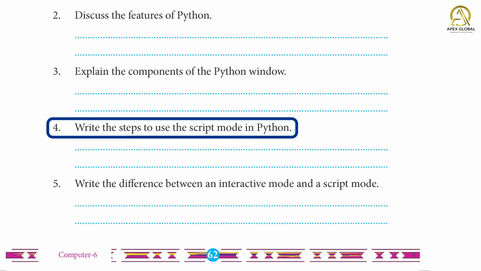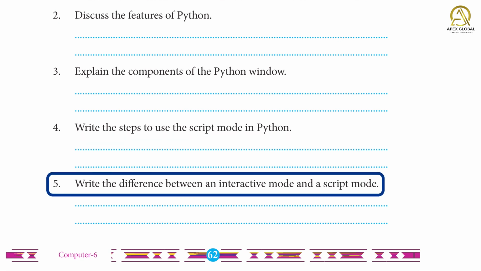4. Write the steps to use script mode in Python. Answer. The steps to use the script mode in Python. 1. Start Python IDLE. 2. Click New on the File menu. 3. Type the commands in the window that opens. 4. Click on Save on the File menu. 5. Name the file with the .py extension.